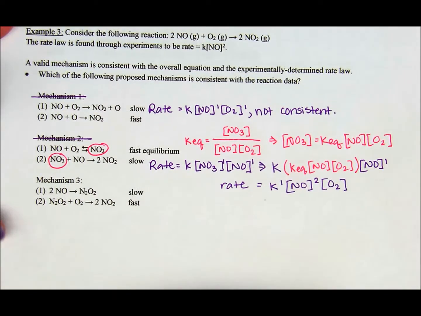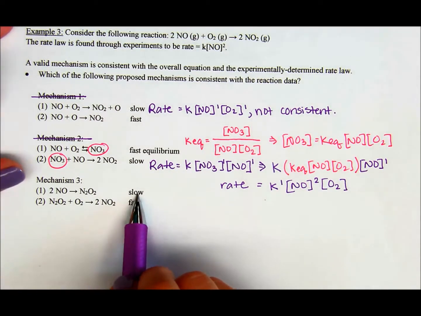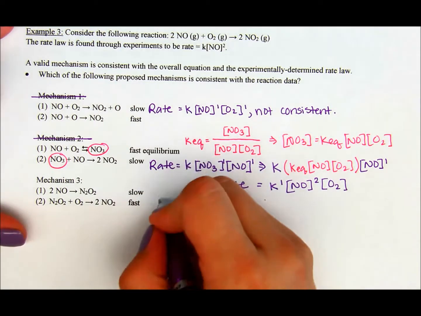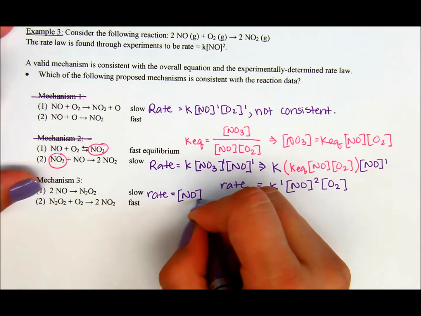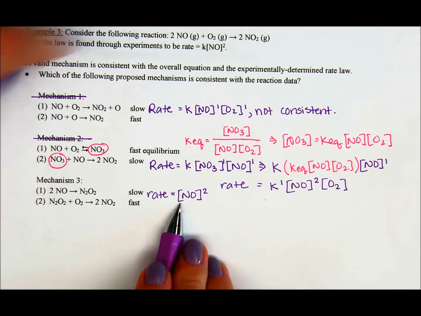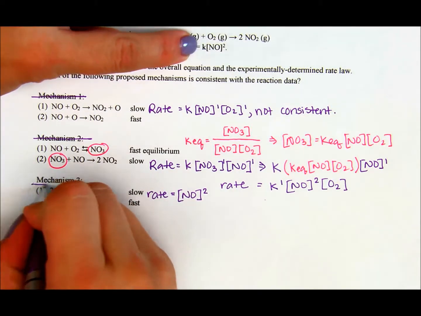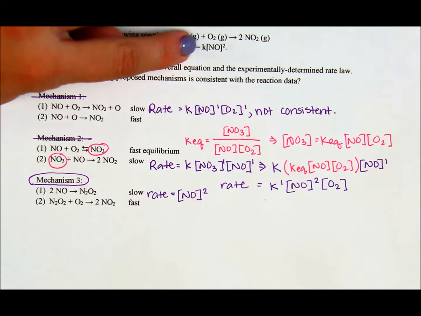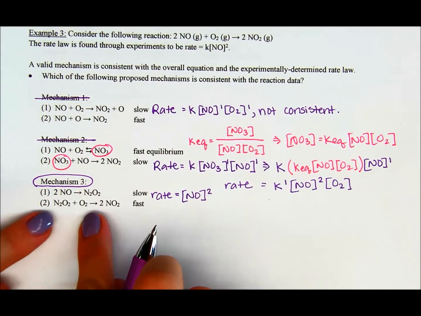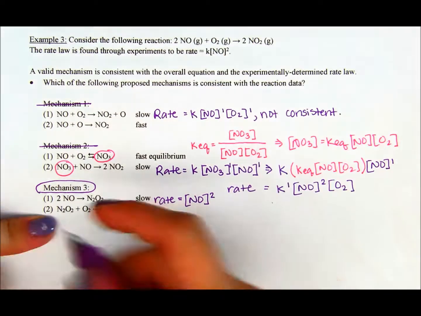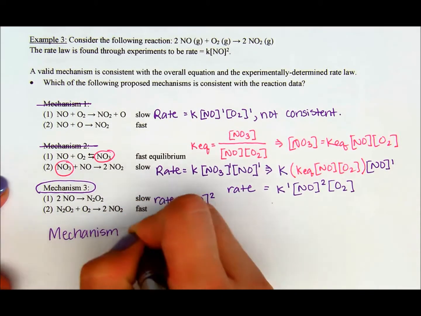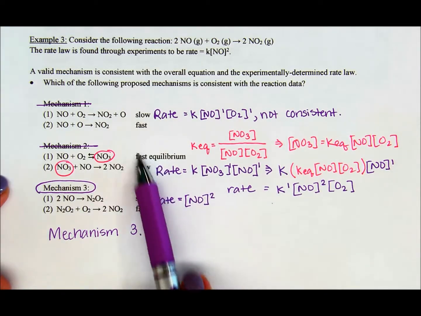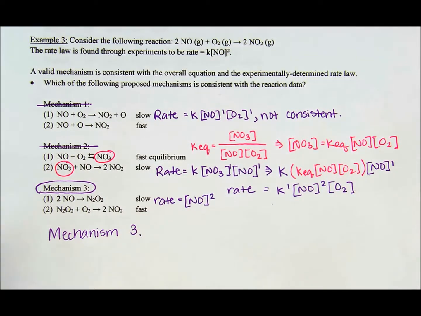Mechanism 3, now we're just going to compare it the same way we have been. Here's our slow step. I'm going to write my rate for the slow step. So rate equals NO squared. Is that the same as this? Yes. So the answer then would be mechanism 3. So this mechanism would make sense for this experimentally determined rate law. So your answer then would be mechanism 3 for this problem. But the real takeaway here is how to deal with a fast equilibrium.